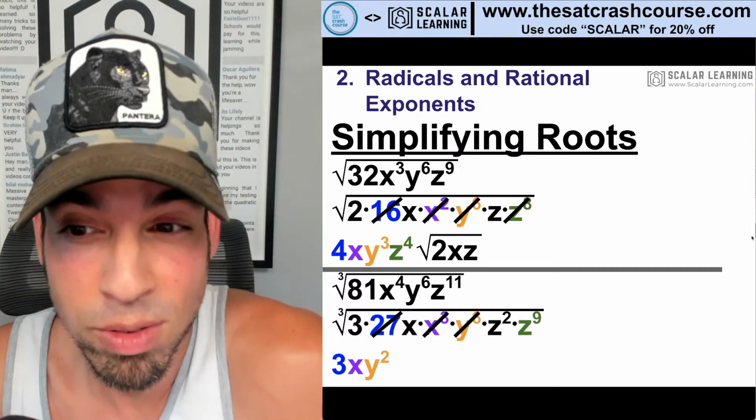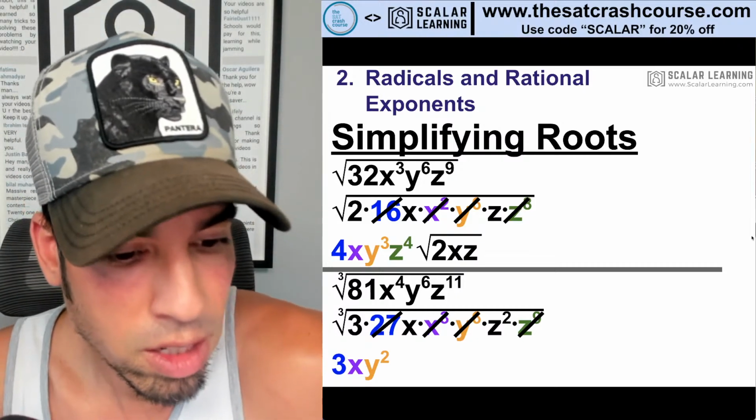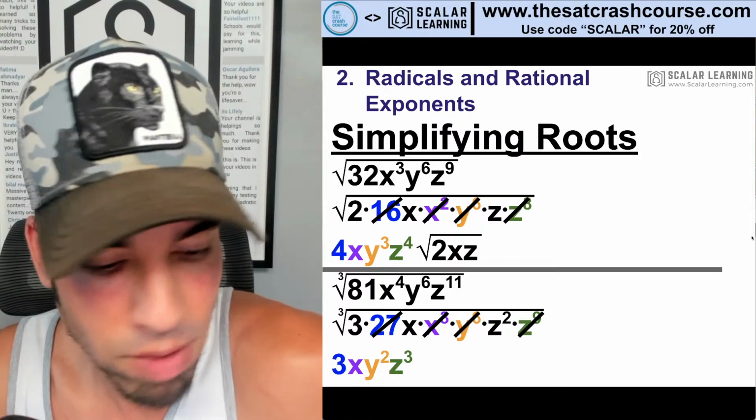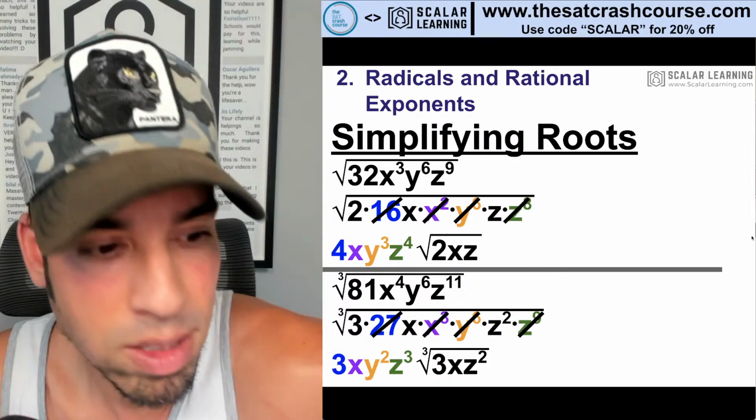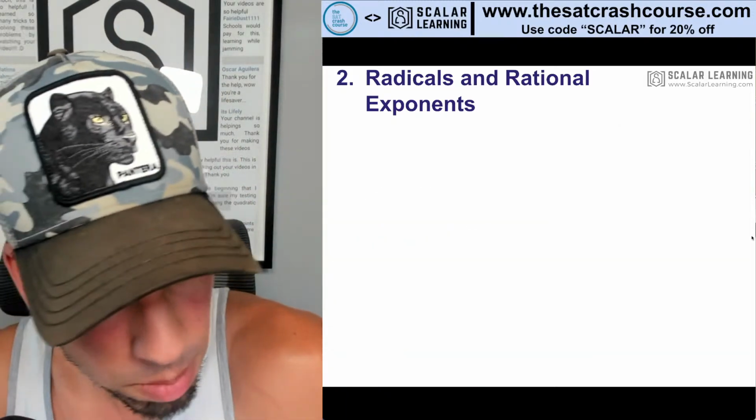No, it's very doable. It's very doable with some practice. And then the cube root of z to the 9th is z cubed, right? 9 divided by 3 is 3. And what do we have left inside? We have the 3, we have the x, and we have the z squared. So there you go. That's how we simplify radicals.